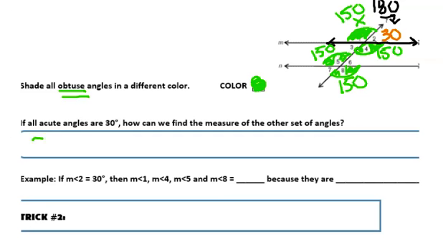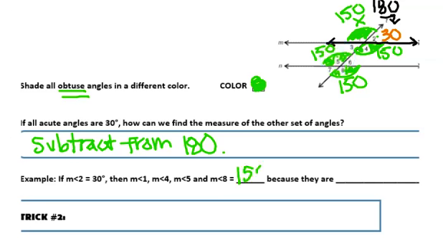So the answer here is subtract from 180. In the example, it says if measure of angle 2 is 30, then the measure of angles 1, 4, 5, 6, and 8 are 150 because they are supplementary to 30. That means you subtract from 180.